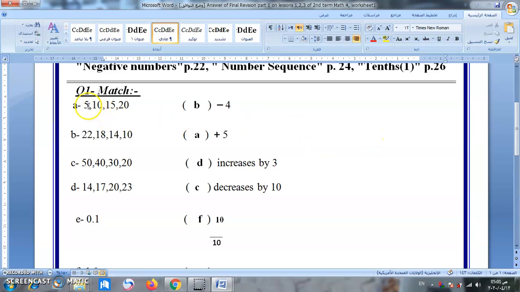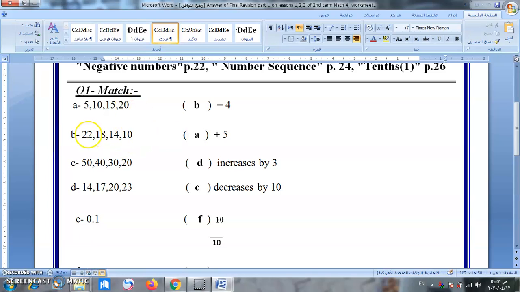So our first question is matching. We would like to match this sequence of numbers: 5 followed by 10, followed by 15, followed by 20. If you see here, you will find that it's plus 5. It increases by 5. So 5 plus 5 equals 10, plus 5 equals 15, plus 5 equals 20.